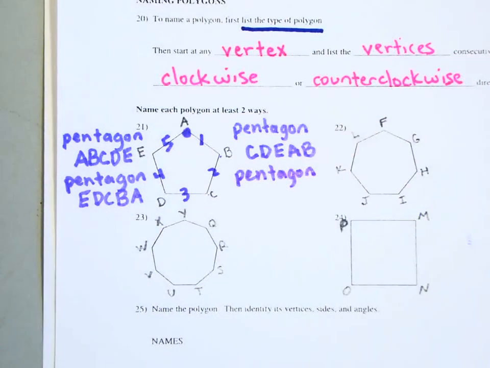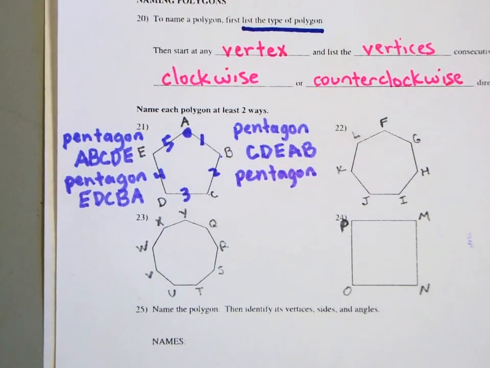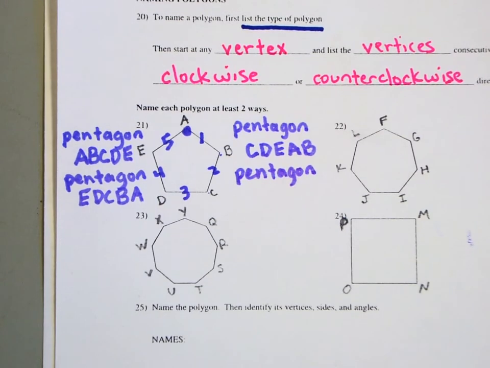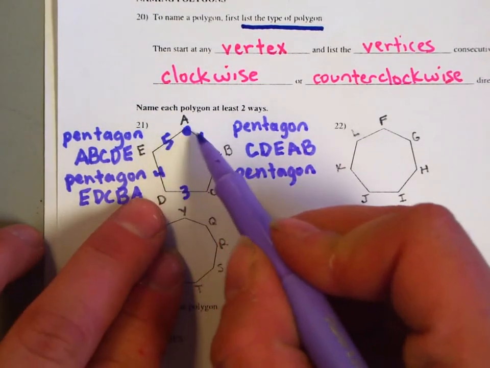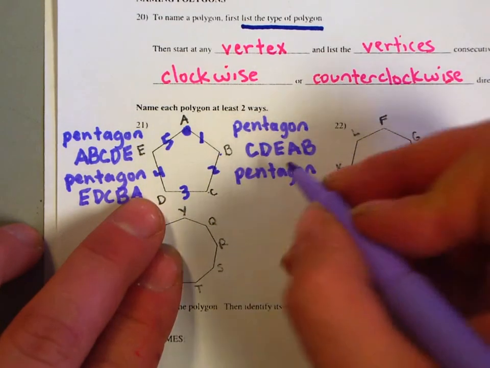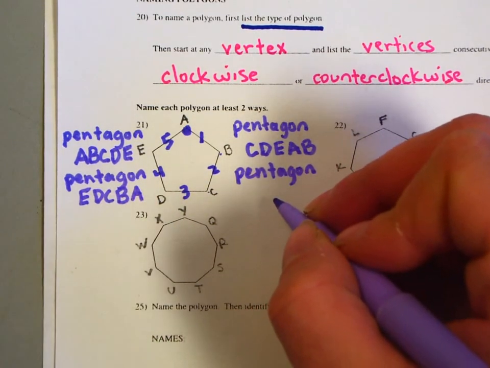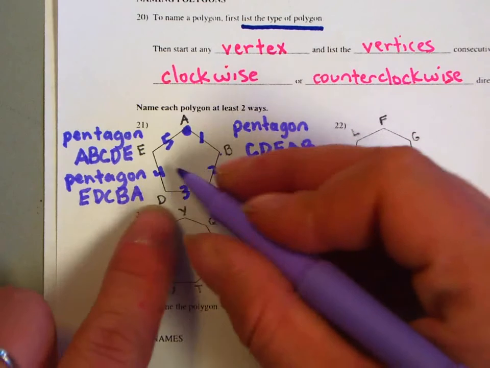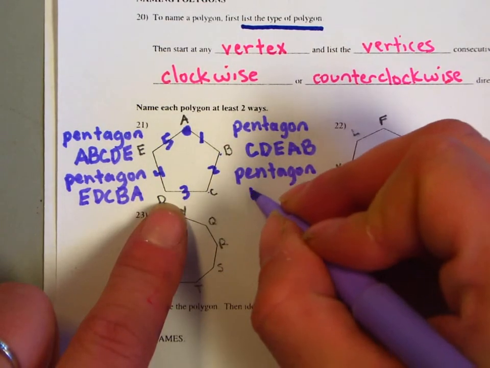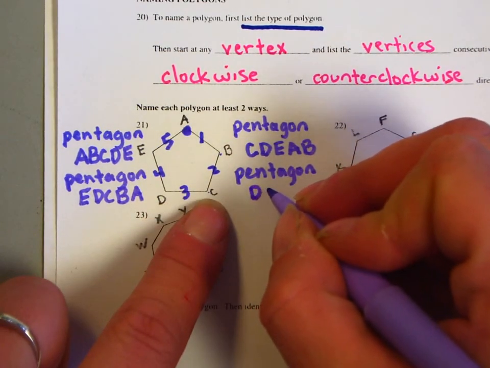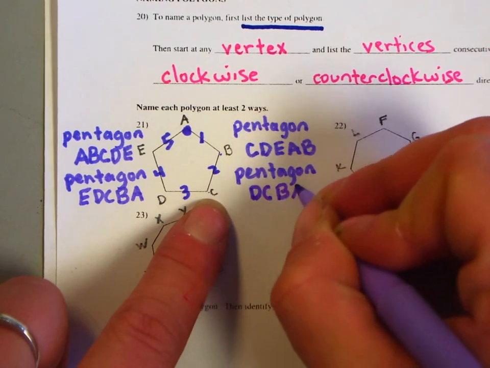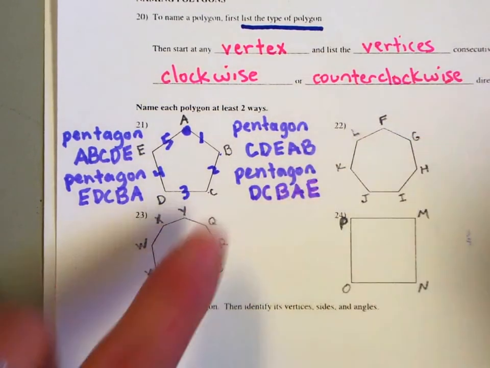So it's not necessarily alphabetical order. In this case, I do have these letters in alphabetical order, but the point is that you're going in order around the figure. The letters may or may not be in alphabetical order. All right, let's pick any vertex we want. Let's say we pick D. We're going to go counterclockwise this time. C, B, A, E.